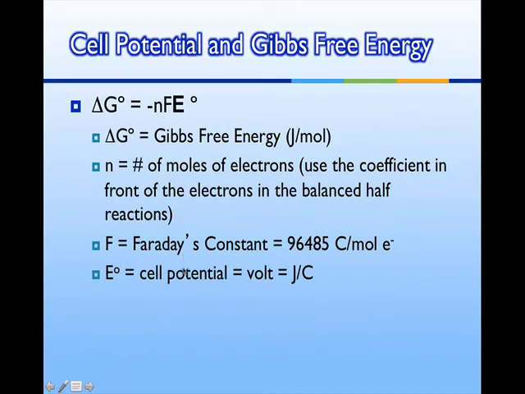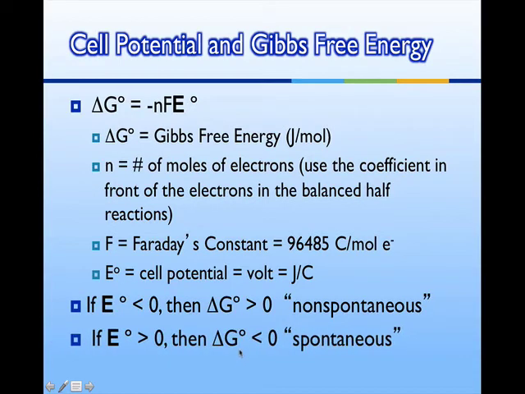F is Faraday's constant, and sometimes you'll see this rounded to 96,500. So either of those values is acceptable. And then E is the cell potential at standard conditions. And remember, that's measured in volts, and volts are also joules per coulomb. You're going to remember that because I'm going to show you how all the units will cancel out here.